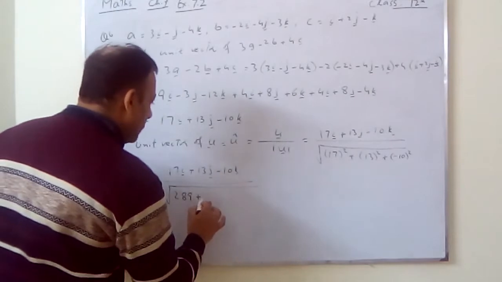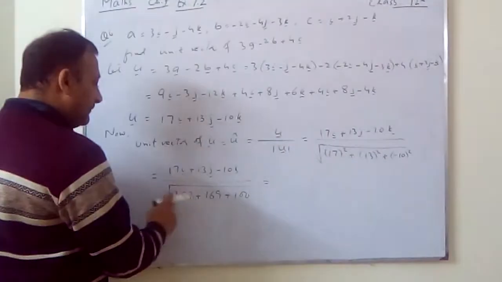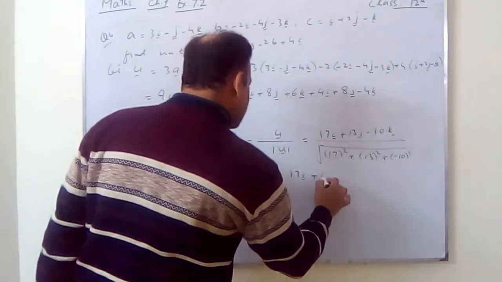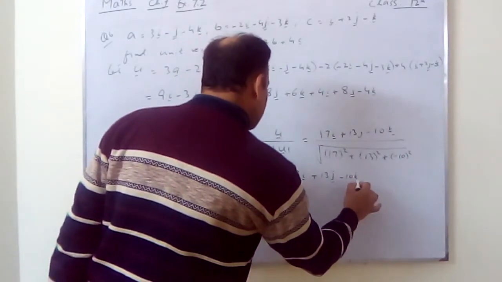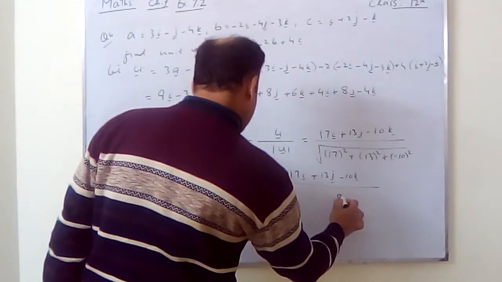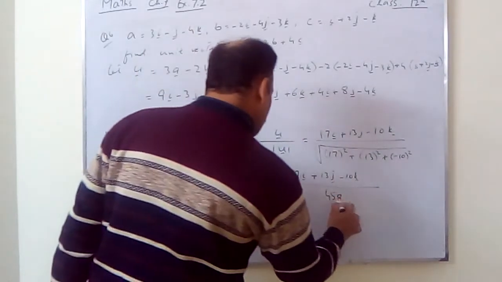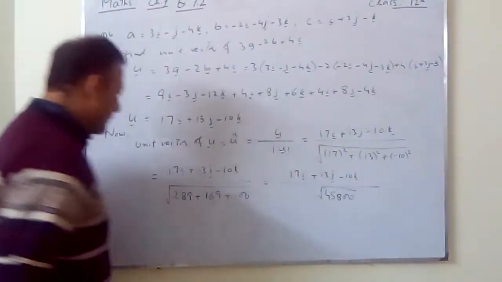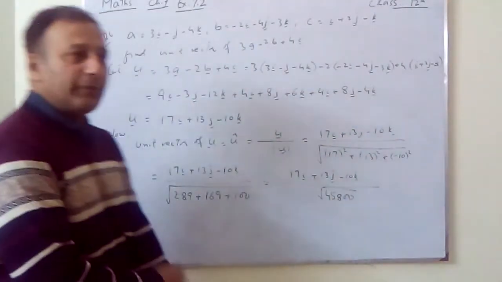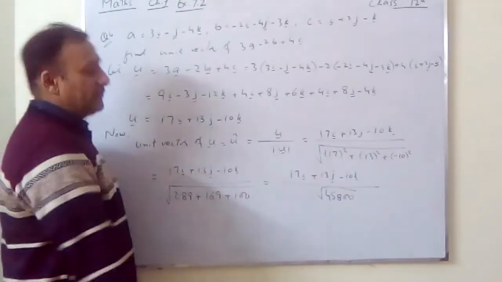289 plus 169 plus 100. So here we have the answer is 17i plus 13j minus 10k divided by something like this. Check the answer. What is the answer? So we write separately with all these three. So we get the answer in this manner. So this is the unit vector of this vector which is given here.